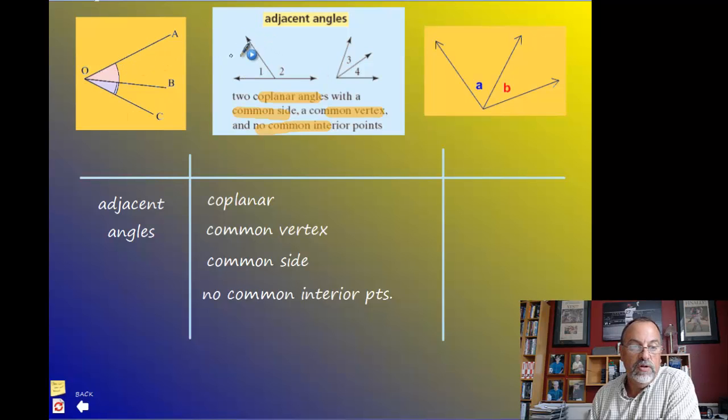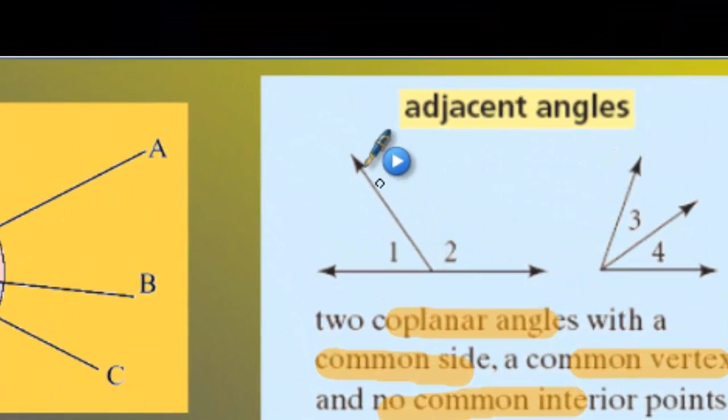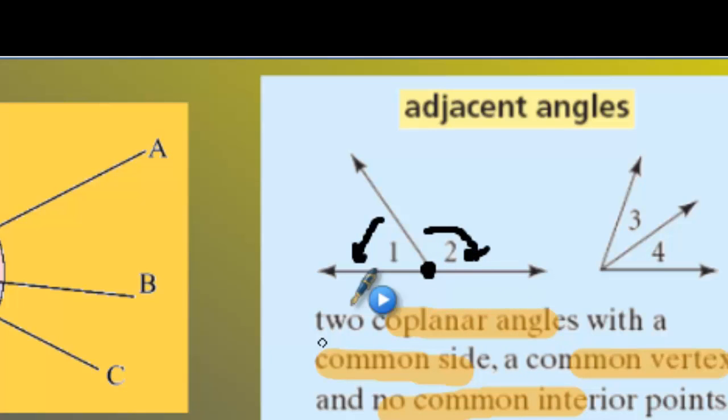So if we're looking at this diagram right here, if we're looking at angle 1 right here, and then angle 2 goes from here to here, we'll notice that they have a common vertex right here. They have a common side. This side is part of angle 1, and this side is also part of angle 2. And then no common points inside.